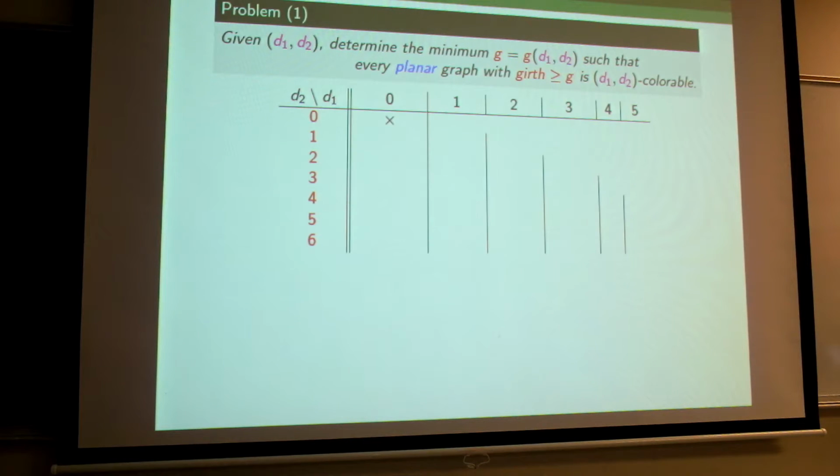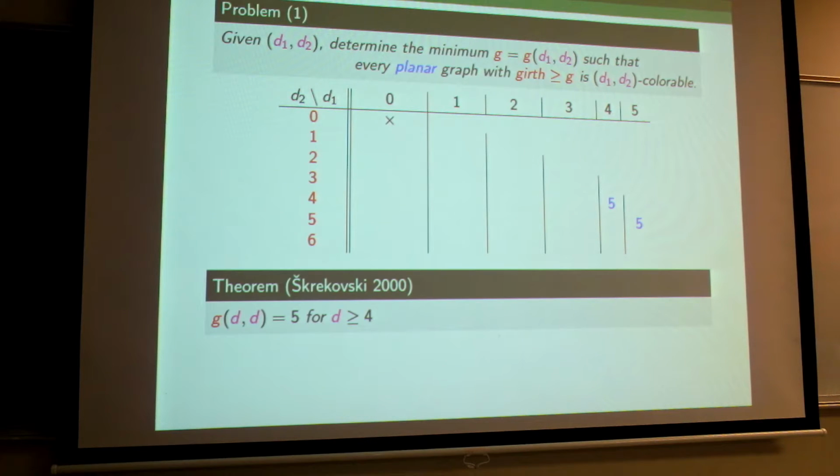So, like this. 0, 0, this doesn't exist. So if you give me this table, I can now construct this table. And I can say, each entry will be the girth. I want to say, well, this entry would be the minimum girth that guarantees every planar graph is 2, 4 colorable. Or this entry would be the minimum girth that guarantees every planar graph is 0, 6 colorable. So now I can start filling in these gaps.